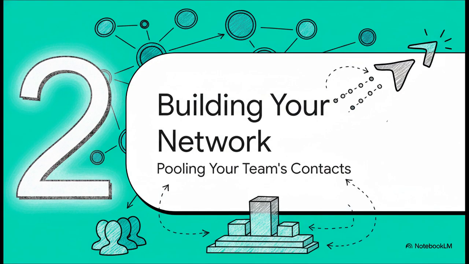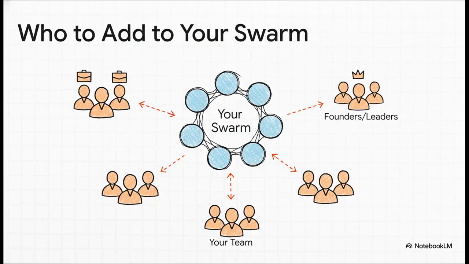So how do you even start building a map like this? Well, that brings us to Section 2, putting together your collective network. And this is, without a doubt, the most important first step. To really get the most out of this, you've got to cast a wide net. I mean, you'll start with the obvious people, right? The founders, the leadership, but don't stop there. You need to bring in your whole team, your advisors, your investors, even some key customers you trust. The more networks you can pull together, the more powerful this map's going to get.